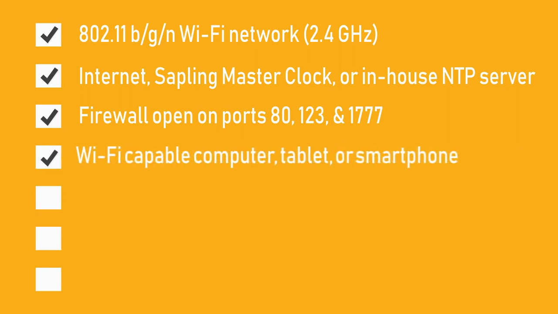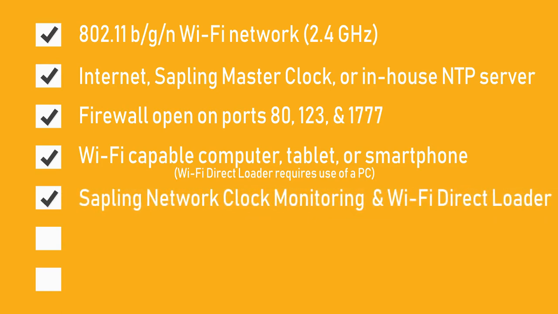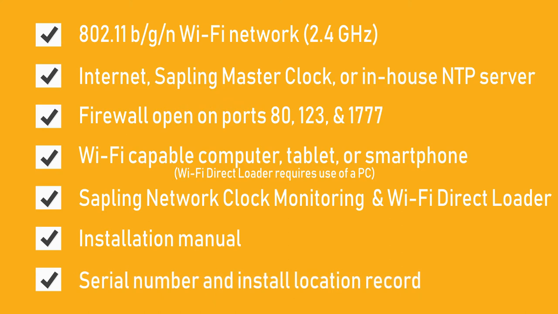A computer, tablet, or smartphone with Wi-Fi capabilities. Sapling's network clock monitoring software and Wi-Fi Direct Loader software. A copy of the installation manual. You may also wish to make a record of clock serial numbers and the locations at which they will be installed, so you can easily locate each specific clock.